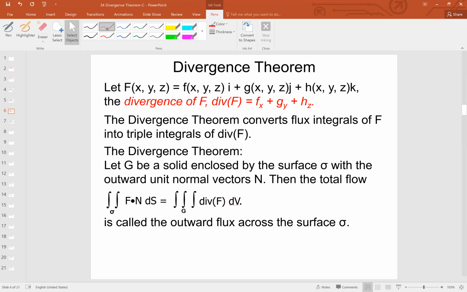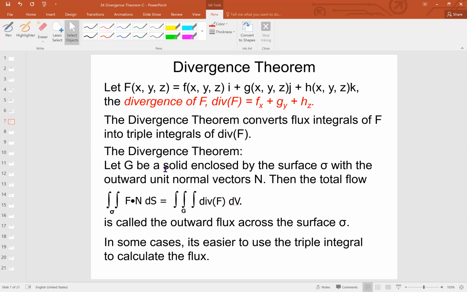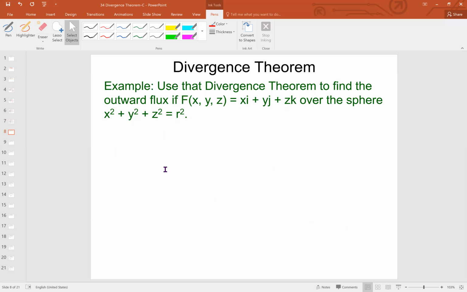In these calculations, it says now we can do a triple integral. Why? Sometimes it's easier to convert the problem into a triple integral. Okay, so let's do some examples. Let's calculate the divergence.